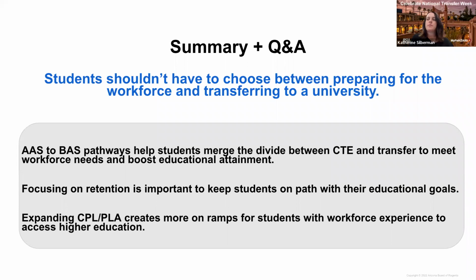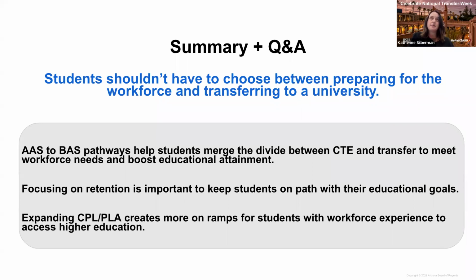I see a question from Catherine about AAS degrees having varying amounts of credits and different types of general education in them. Is it realistic for AAS to BAS students to complete the bachelor's in 60 credits? Yes, it is, as long as you have a good pairing that's appropriate and builds on that knowledge, that the BAS builds on that technical knowledge of the AAS.